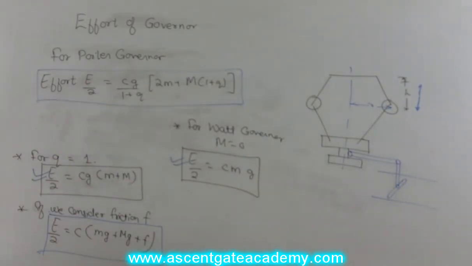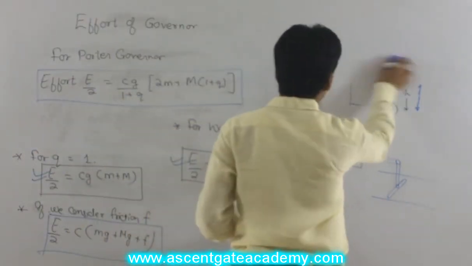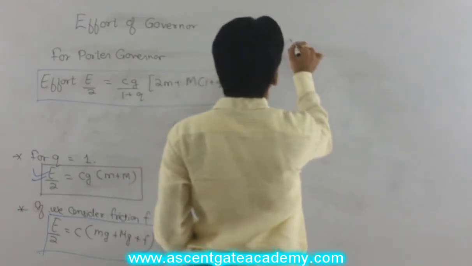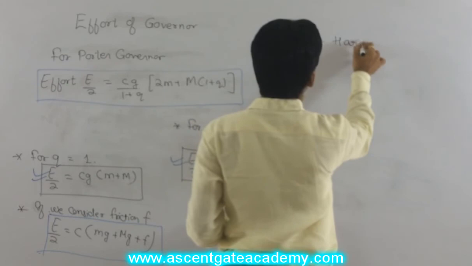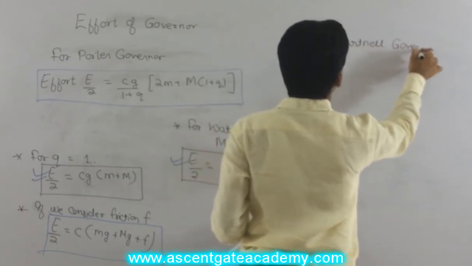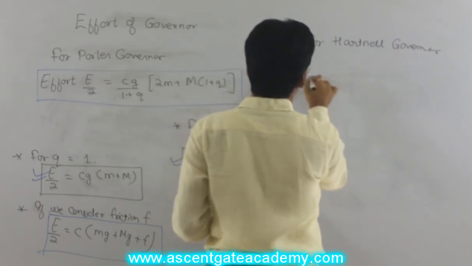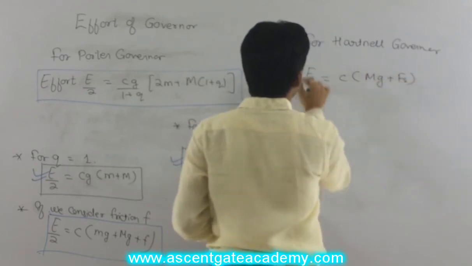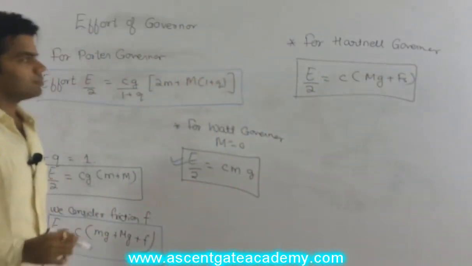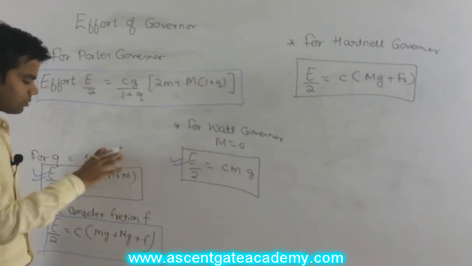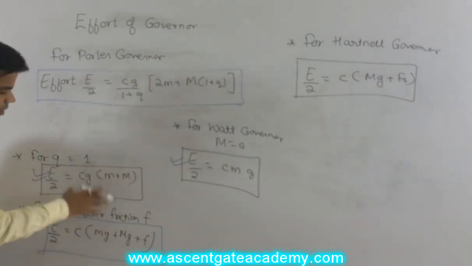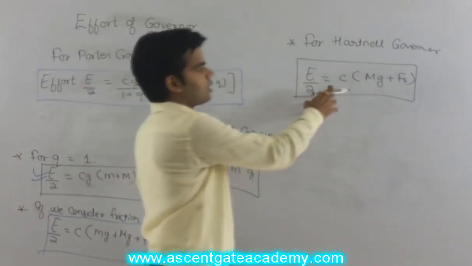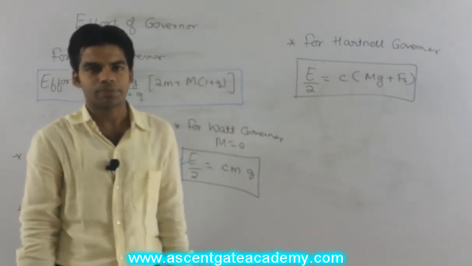Next is the Hartnell governor. For the Hartnell governor, E by 2 is equal to C into mg plus Fs, where Fs is the spring force. These are all simple formulas. Just remember that if you are learning this formula, then in the Watt governor this M will be 0, and in the Hartnell governor that will be replaced by the spring force. That's it.